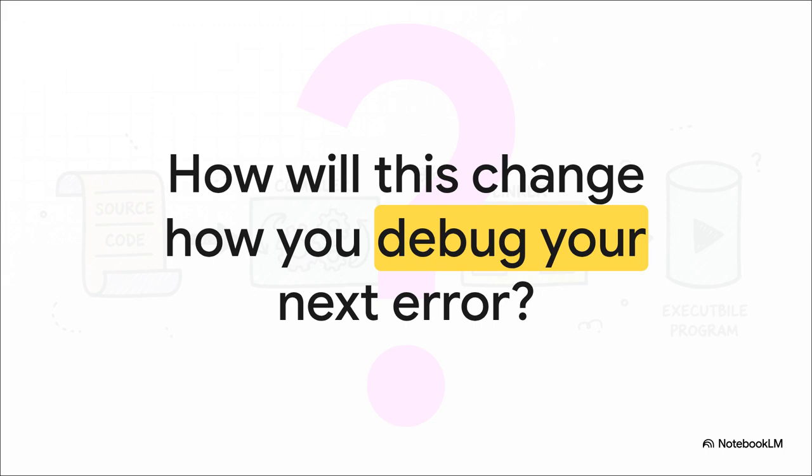Now, knowing all this isn't just fun trivia. It's actually a super powerful debugging tool. The next time you get a really bizarre error message, you can stop and think about this journey. Ask yourself, where in this pipeline could things have gone wrong? Was it the preprocessor, the compiler, the linker? Thinking that way might just lead you straight to the answer.